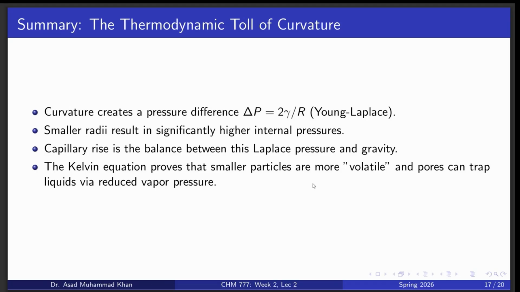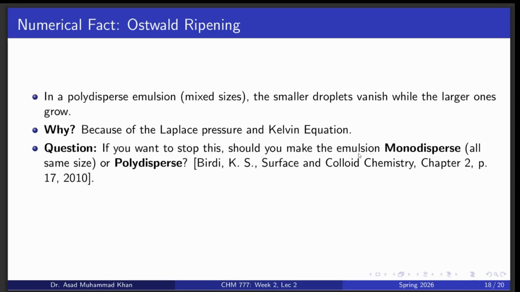This can actually happen naturally. In a polydisperse emulsion, that is, when the droplet sizes are mixed, the smaller droplets vanish while the larger ones grow. Obviously, if this happens, it again leads to overall instability of the emulsion. So it means that the polydispersity has to be decreased. Instead, it should be taken to smaller particle size, avoiding mixed sizes. So why did this happen? Because of the Laplace pressure and the Kelvin equation.